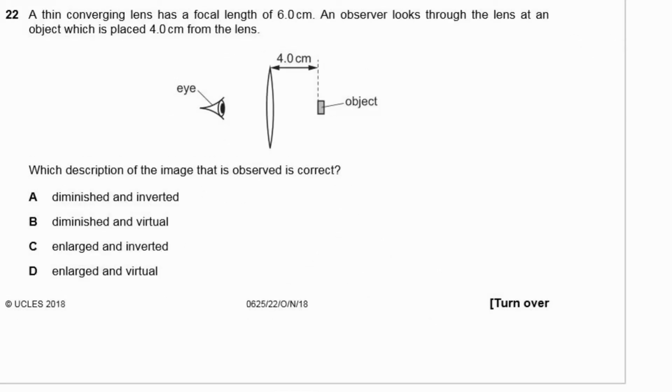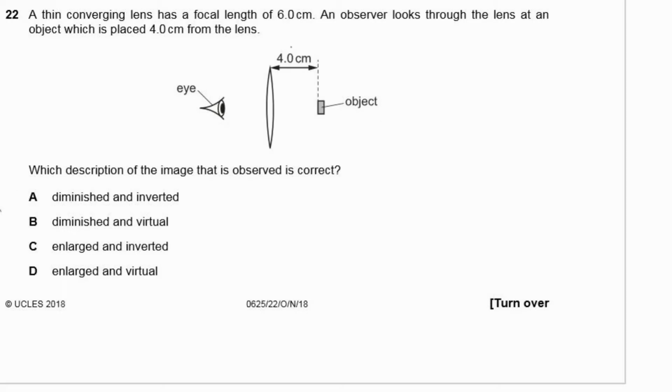Question 22. A thin converging lens has a focal length of 6 centimeters. An observer looks through the lens at an object which is placed 4 centimeters from the lens. Which description that is observed is correct? Okay, let's pause for a second here. Let's just see what's happening.